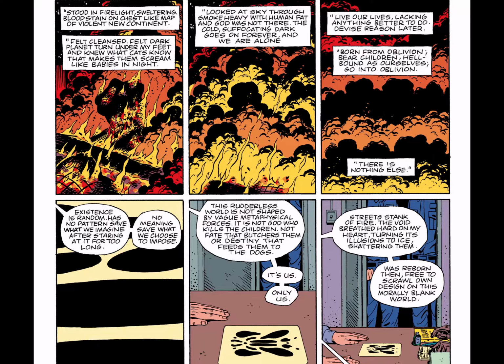Looked at sky through smoke heavy with human fat, and God was not there. The cold, suffocating dark goes on forever, and we are alone.